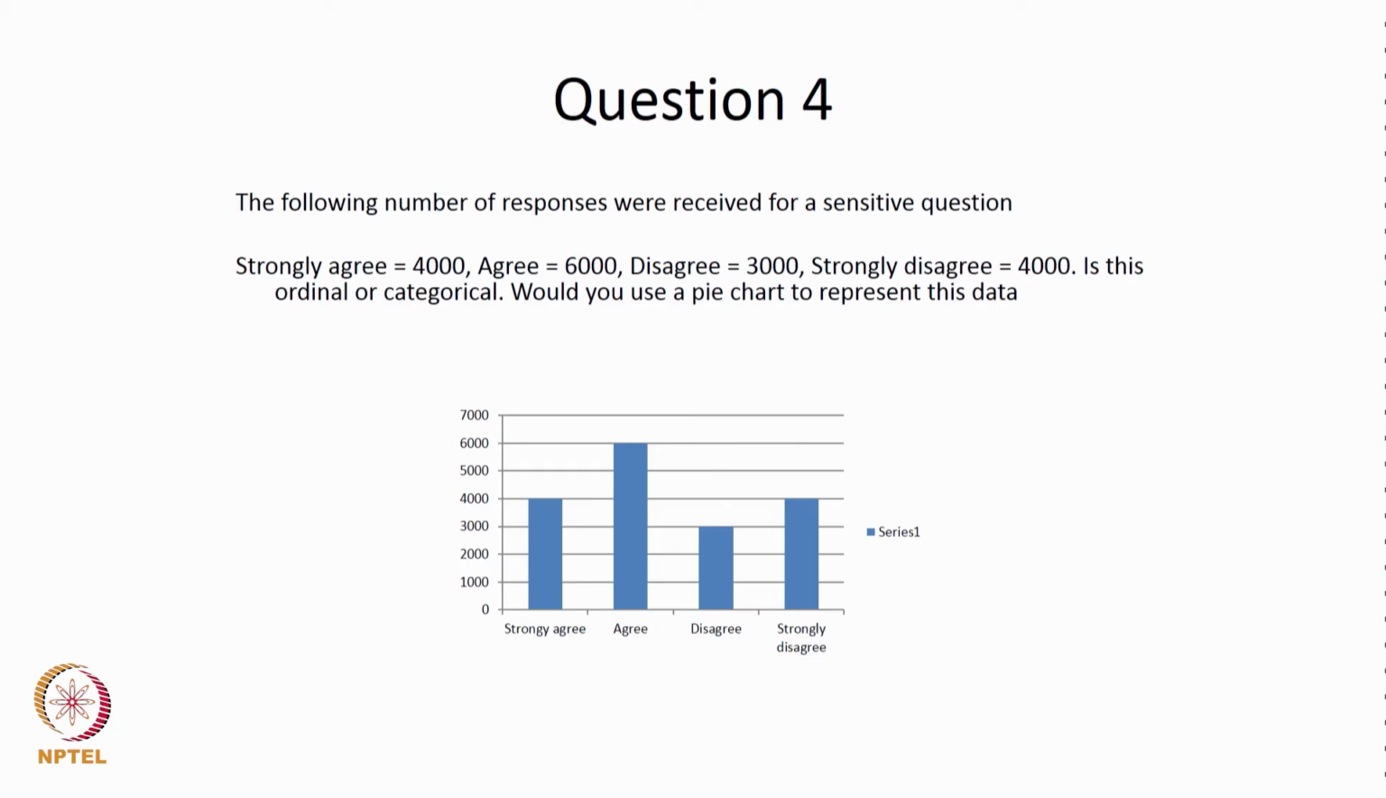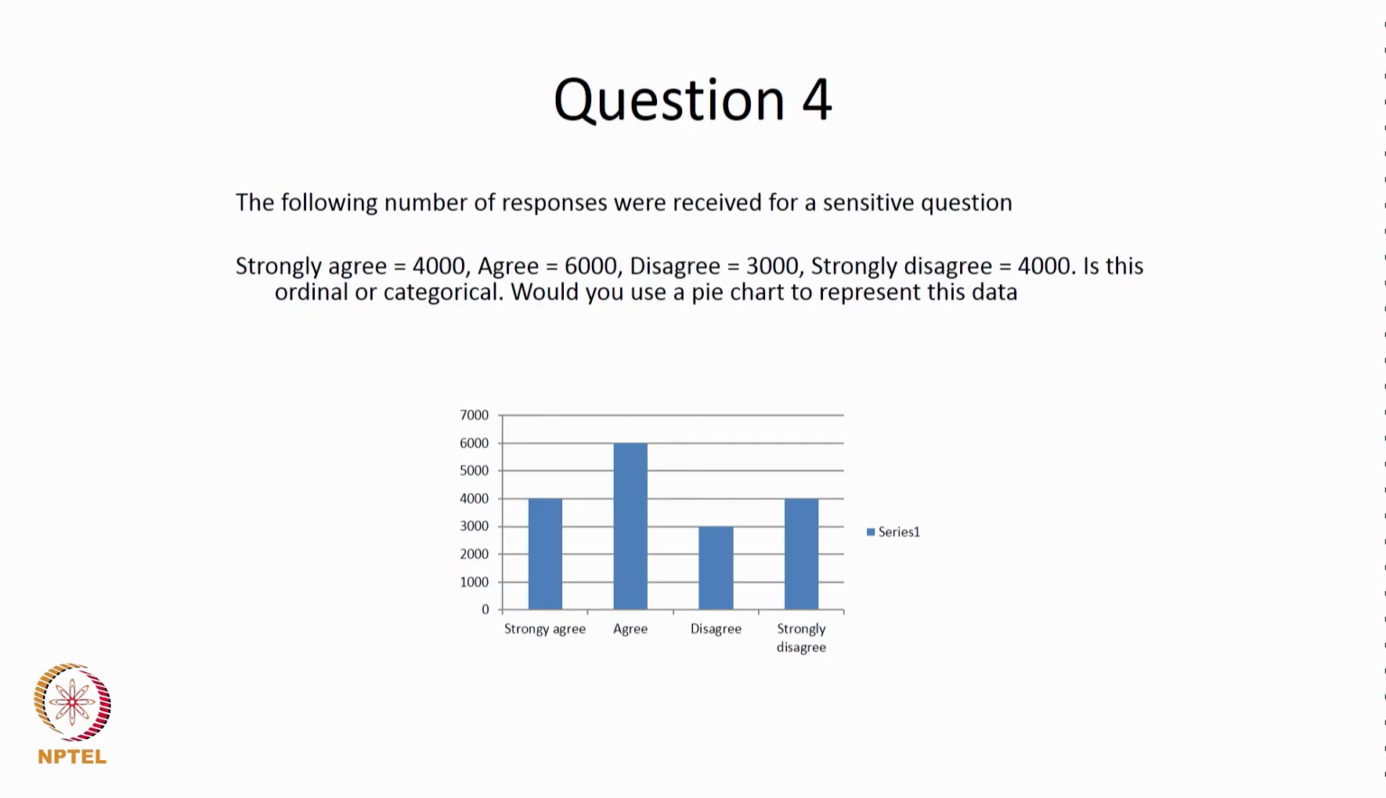We look at another question. The following number of responses were received for a sensitive question: strongly agree 4,000, agree 6,000, disagree 3,000 and strongly disagree 4,000. Is it ordinal or categorical? Would you use a pie chart to represent this data is the question. The bar chart is given.